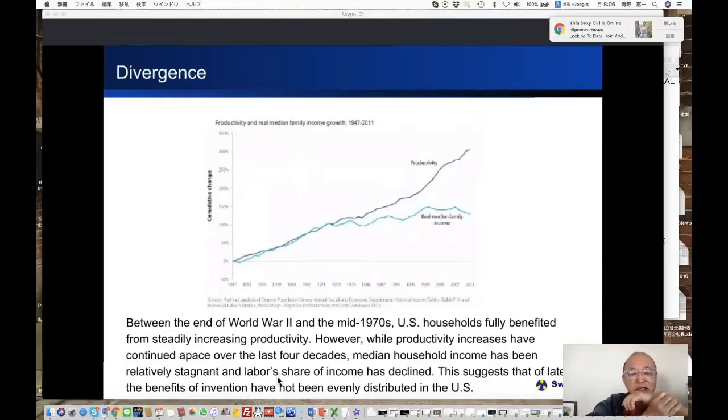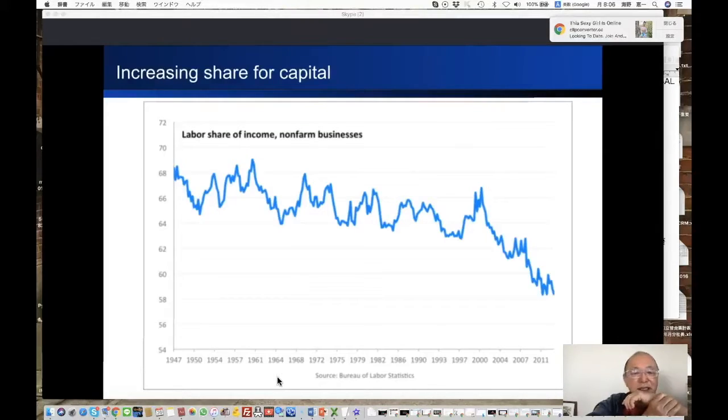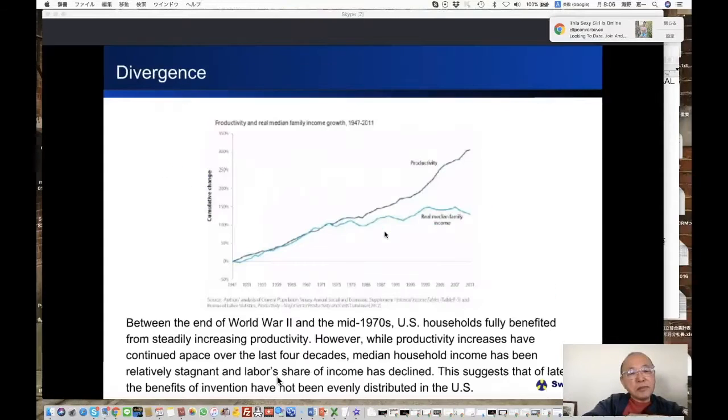Yeah, I can understand this slide very well. Next one. Okay, so this is the labor share of income, and what we see here, compared to the last one, is that income is increasing a little bit, and productivity is increasing faster.